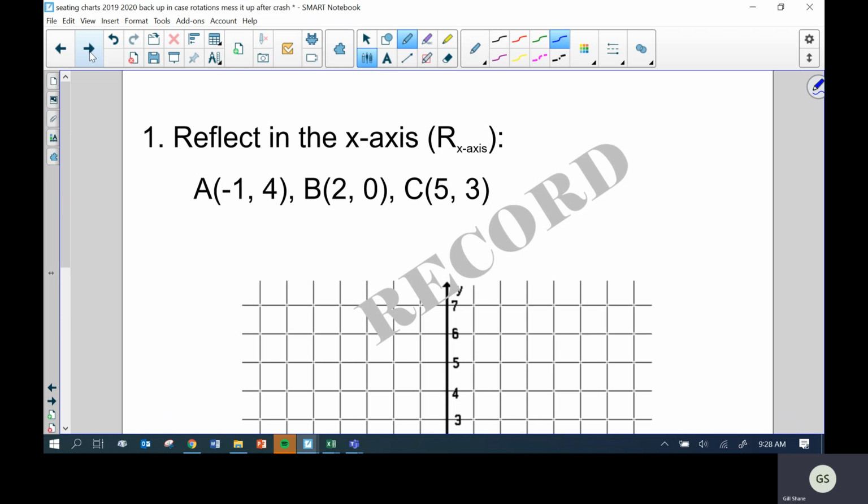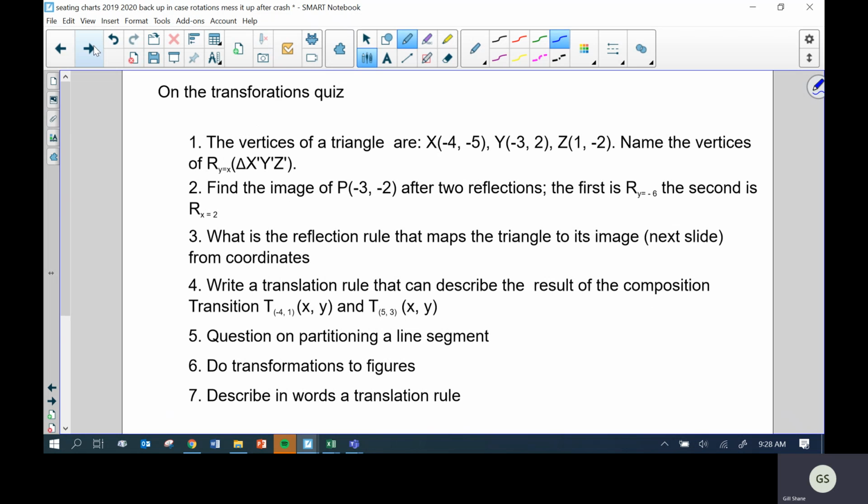So here's what's on it. If you want to take a picture of that real quick, take a picture of it. This is recorded, but if you just want to take a picture of it. There's a little more than that, but I'm going to go over it if it's not on that list, but that's the majority of it.